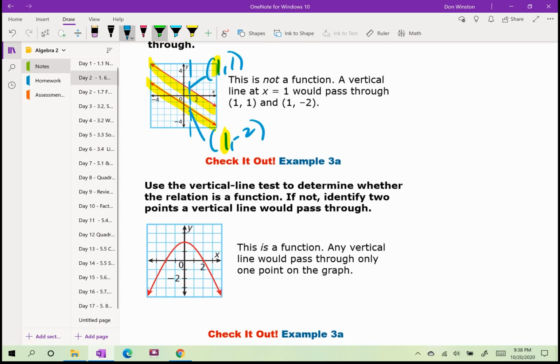And then finally, if I draw a vertical line anywhere, that relation is a function because that vertical line only crosses the graph in one spot.